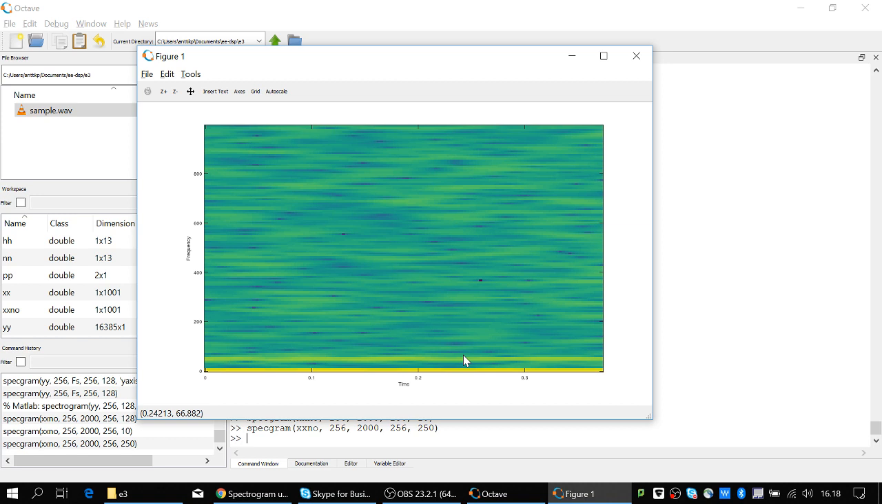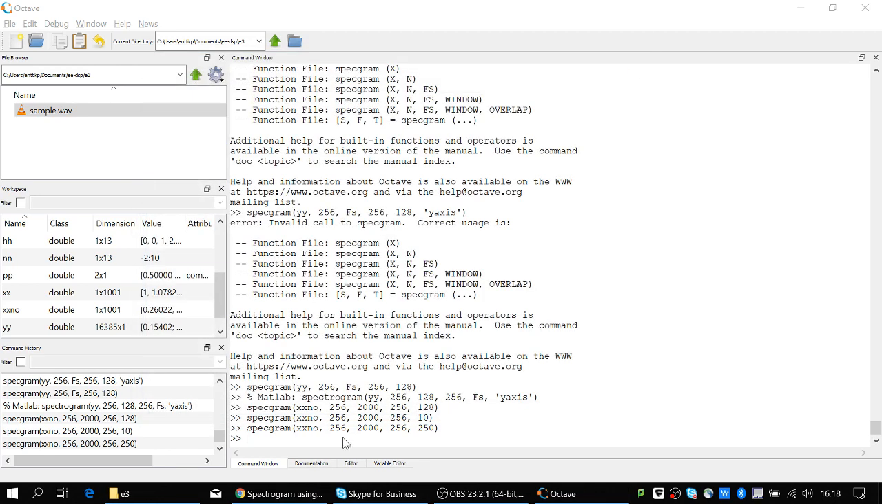So remember, this is an image. This is really an image. Make it looking nice and descriptive. You can play with these parameters. What is the window size? What is the overlap? Even with the number of points on the FFT, you can play a little bit with that one to make it look nice. Okay, there we go. So that was the spectrogram.